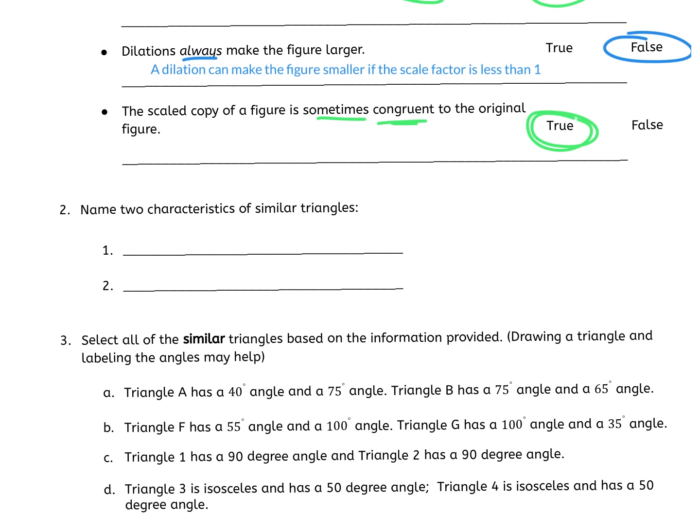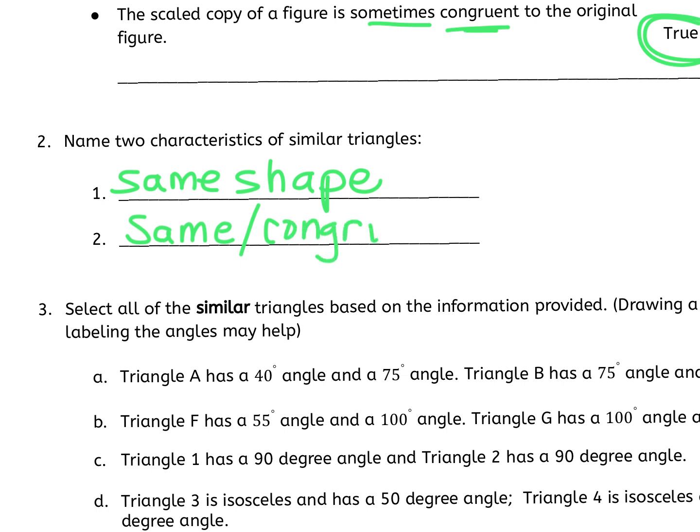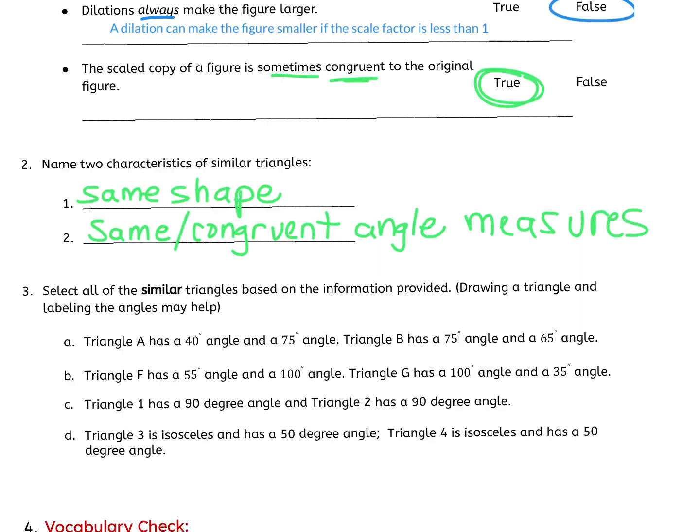Okay, moving on to number 2. Name 2 characteristics of similar triangles. So for triangles to be similar, they would be the same shape and they would have the same, also known as congruent, angle measures. And another characteristic you could have mentioned is the side lengths could be proportional. So I'll add a note of that too.